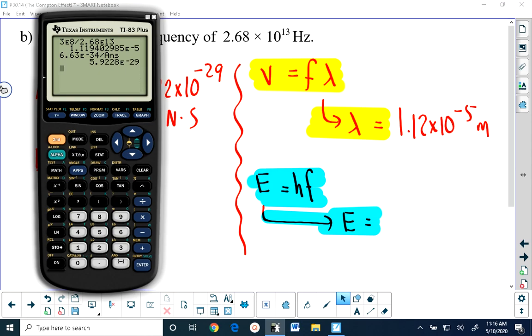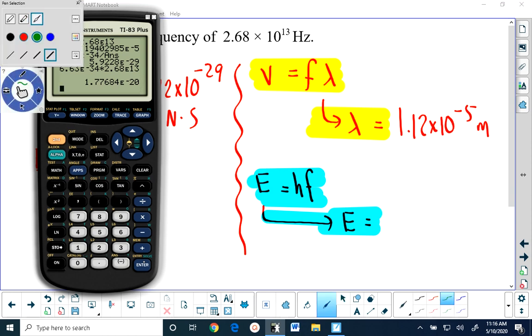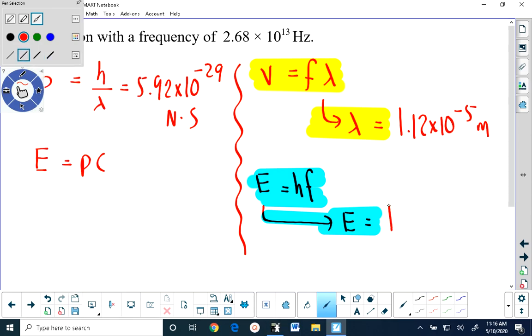So for Planck's constant in that formula E equals hf, we have to use 6.63 multiplied by 10 to the negative 34, multiplied by the frequency, which was 2.68 multiplied by 10 to the 13, which gives me an energy of 1.78 times 10 to the negative 20. And that's energy, so of course it is in joules.